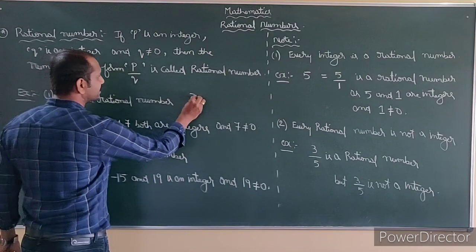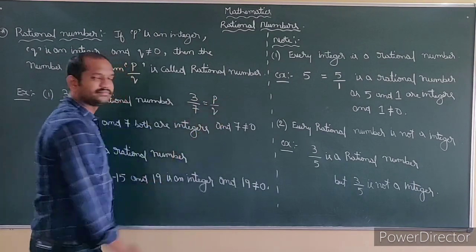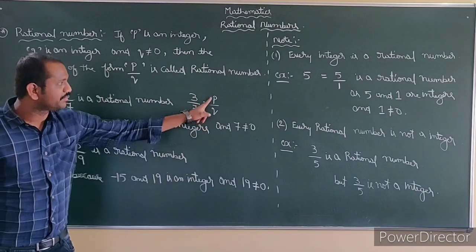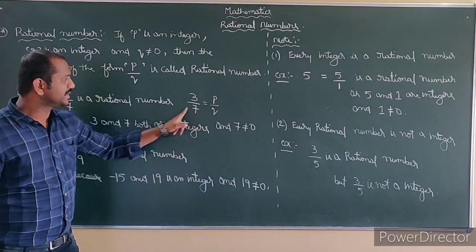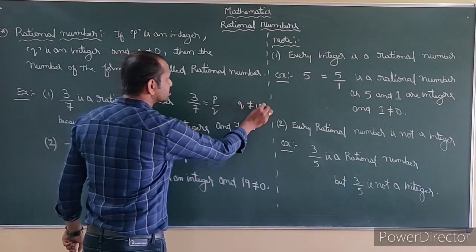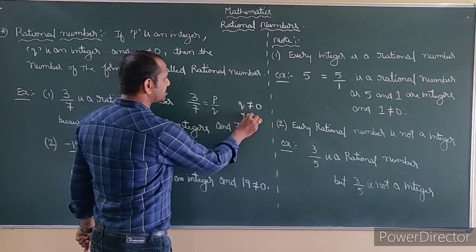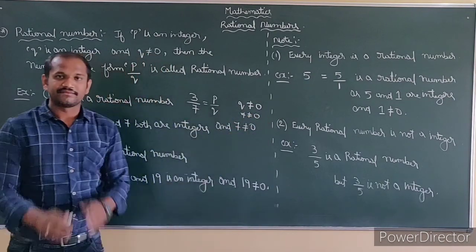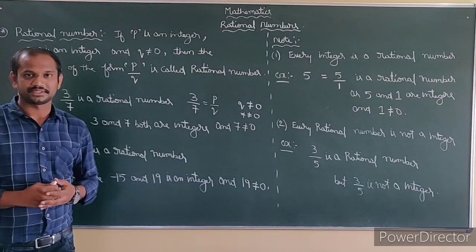is in the form of p by q. Right? Why? p can be taken as the value 3 now, q can be taken as the value 7, where we have that q is not equal to 0. q not equal to 0 means 7 is not equal to 0. When this condition holds, it becomes a rational number.